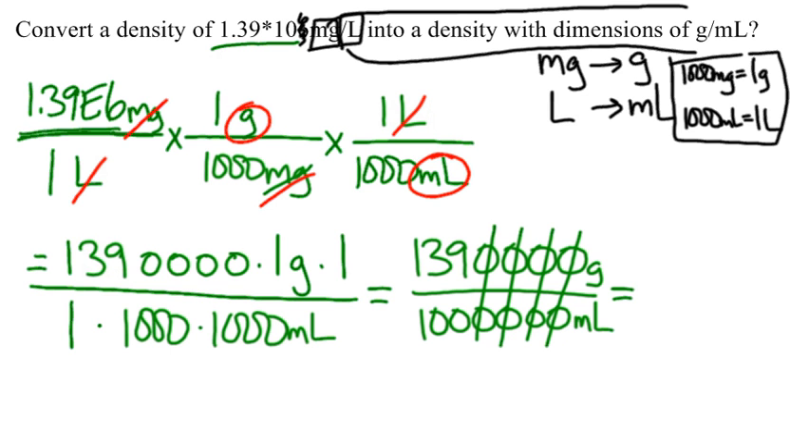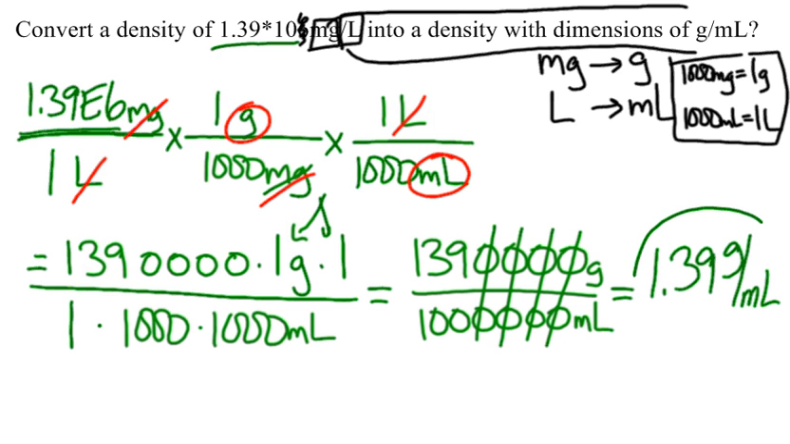So I write out my final answer. And understand the sig figs are the same. They didn't change because all I did here and here was multiply by 100. It was multiplied by 1. So the sig figs didn't change. Okay? So my final answer is 1.39 grams per milliliter. And that's my final answer.